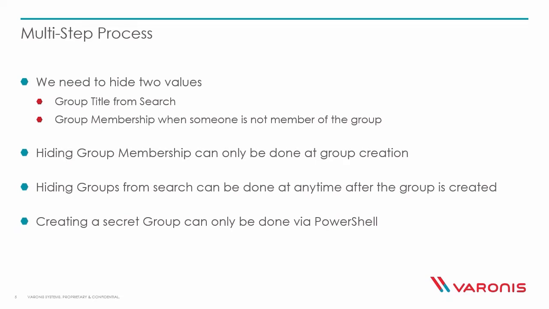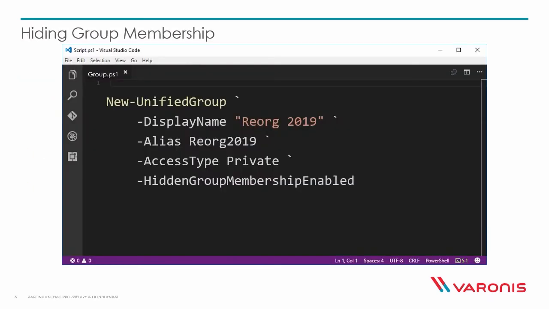So let's take a look at the PowerShell commandlets to do it. First of all, to manage Office 365 groups, or at least in this module, we'll be using the Exchange Online PowerShell commandlets. So we will connect to Exchange Online and use the New-UnifiedGroup PowerShell commandlet. We're going to give it a display name, an alias, the access type private, and finally specify the HiddenGroupMembershipEnabled parameter. What this will do is set it to hide the group membership. And this is the first step.